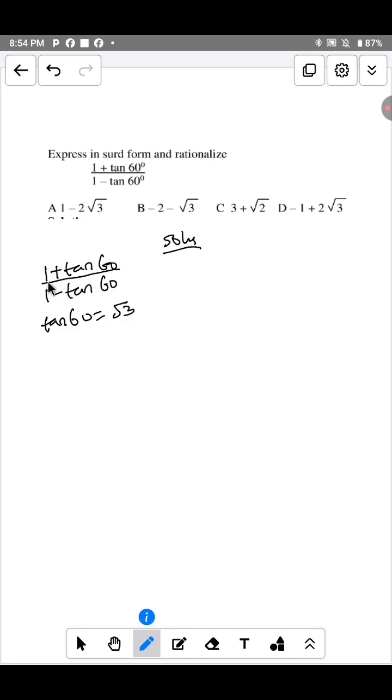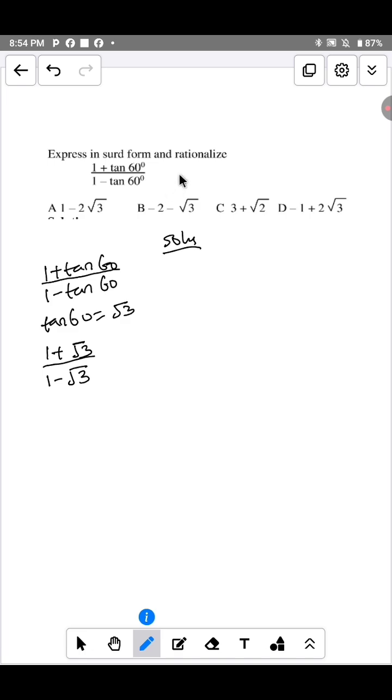So this simply means that instead of writing tan 60, you write root 3. We have 1 plus root 3, divided by 1 minus root 3. That is tan 60, that is root 3. Now we have expressed this in standard form. After expressing in standard form, we rationalize it.